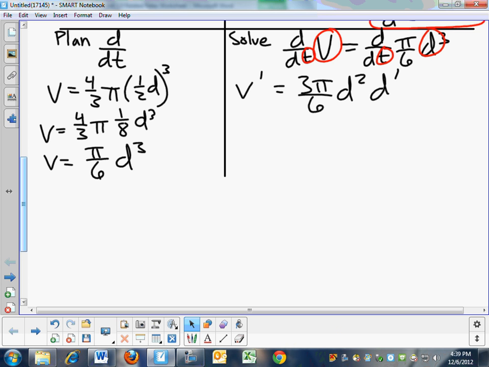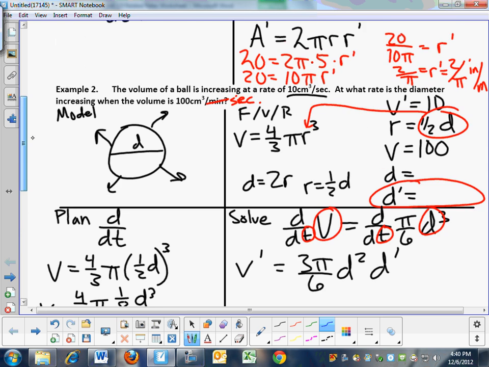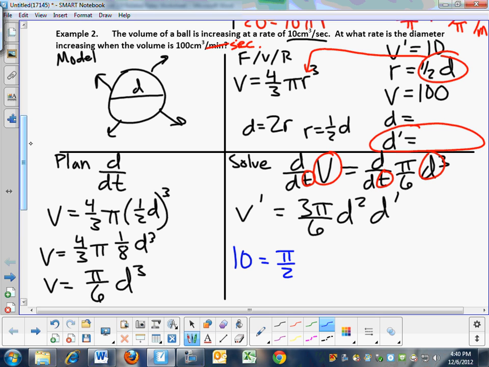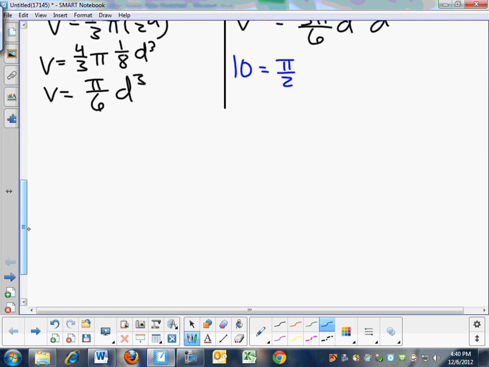So I do that: V prime is equal to 3 pi over 6 d squared d prime. Now I can figure this out because I know that V prime, from what we were given up above, is 10. 3 pi over 6 would be pi over 2. But what is d squared? I don't have d, but I do have V. I know the volume is 100, so I'm going to use that. If the volume is 100, I should be able to figure out the diameter.